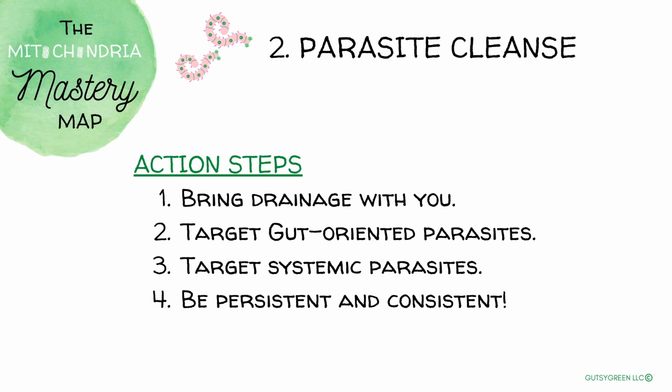So action steps for parasite cleansing, you're going to bring any drainage support that is needed with you from step one. And then you're going to spend 1 to 2 months first focusing on gut-oriented parasites. You're going to use various herbs, mimosa pudica seed, and a quality binder to mop up everything that those critters release as they die. And then you're going to spend another 1 to 2 months targeting systemic parasites. So it's true that parasites can live in the GI tract, and that's often where we think of them, but they also can go systemic into our muscles, tissues, and organs. So we need to spend time doing a systemic cleanse.